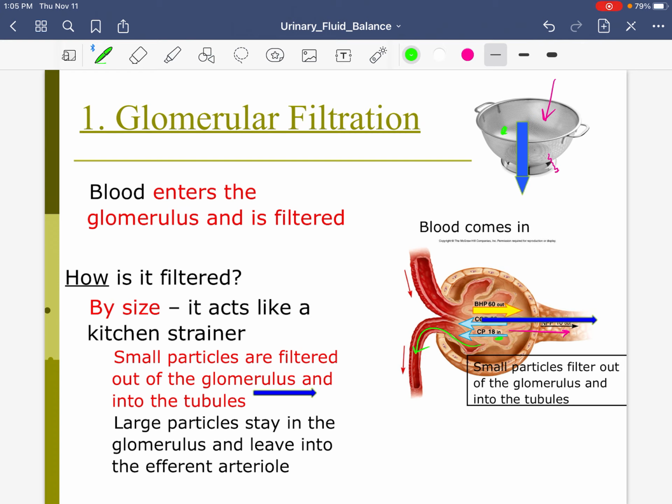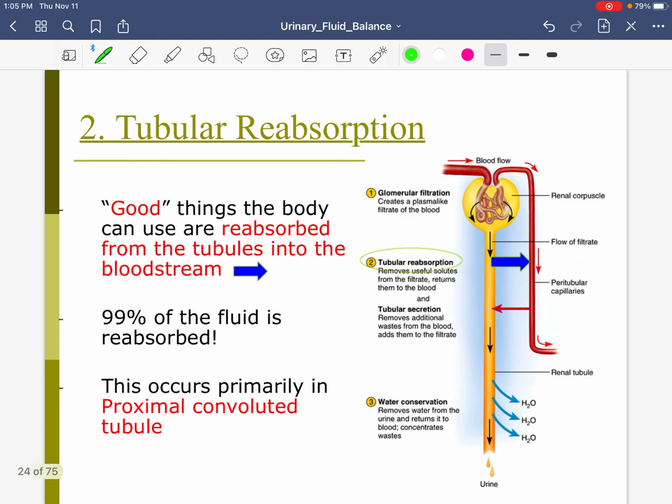Whatever is small enough continues on to the tubules. Whatever is large stays here. Well, it's a wrong place. Hold on. Whatever is large stays, leaves via the efferent arteriole to go into the peritubular capillaries.